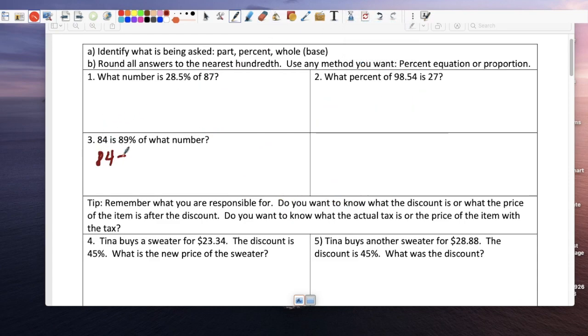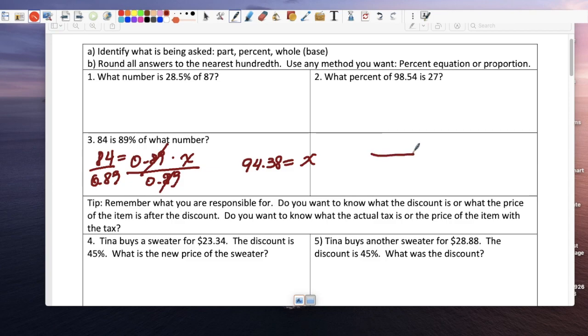84 is, or equals, 0.89 of, means multiplication. What number is x? So I like doing equations because I can just simply now get to it. 0.89 divided by 0.89 is just 1, and I'm left with x isolated. And on the other side, I divide 84 divided by 0.89, and we get 94.38 rounded. Okay.